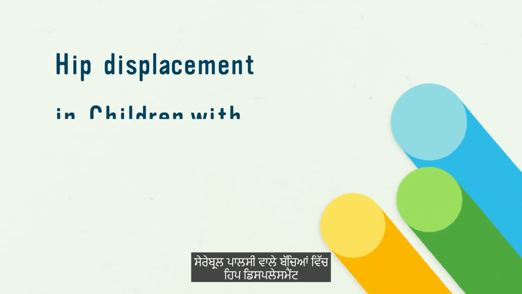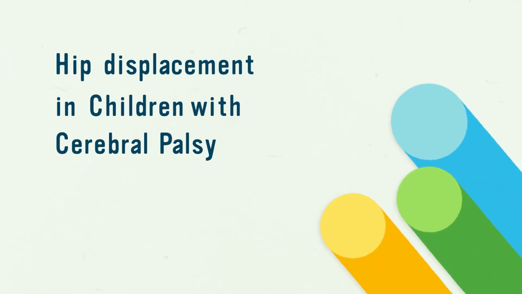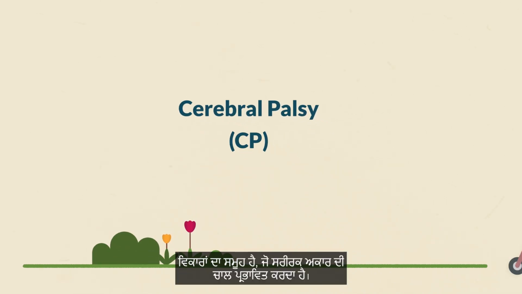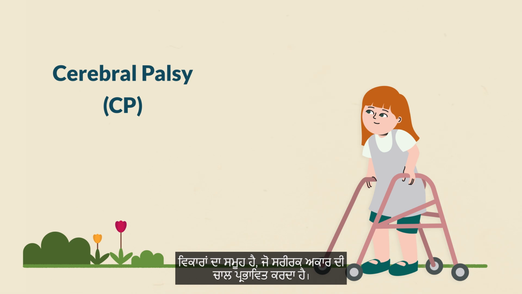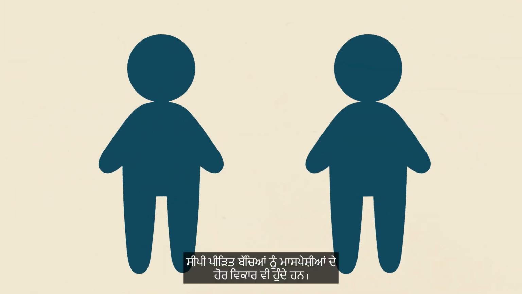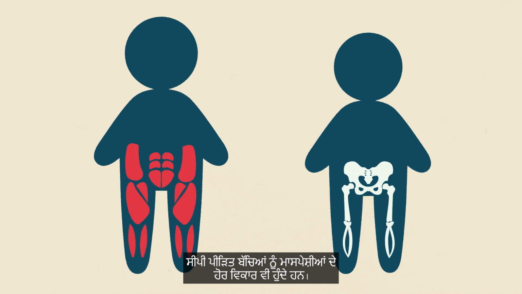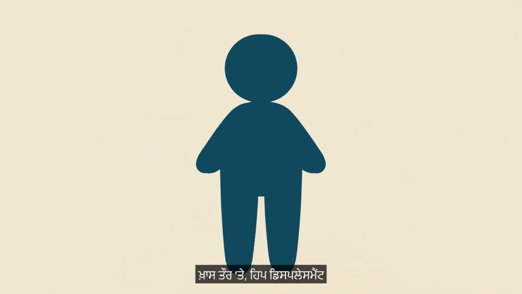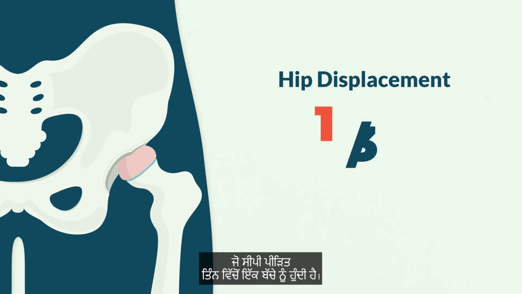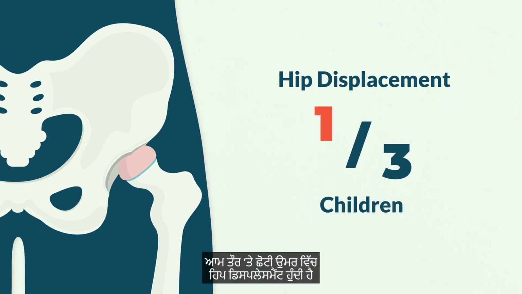Hip displacement in children with cerebral palsy. Cerebral palsy, or CP, is a group of disorders which affect the development of movement and posture. Children with CP often have other musculoskeletal conditions as well. Notably, hip displacement, which occurs in about 1 in 3 children with CP.